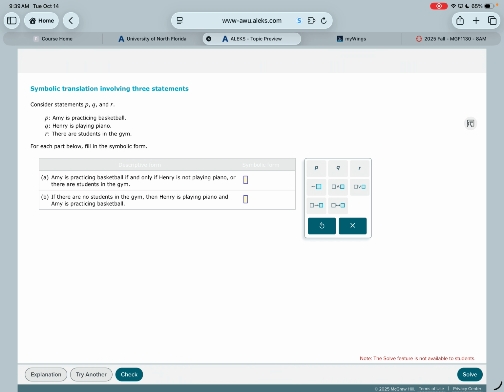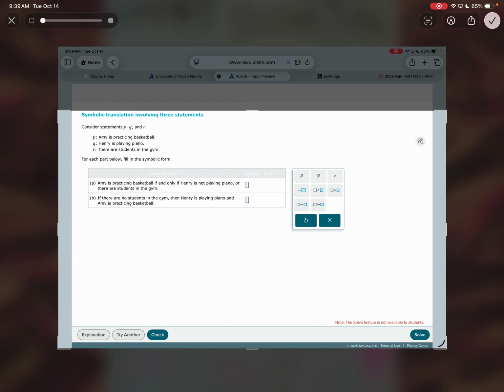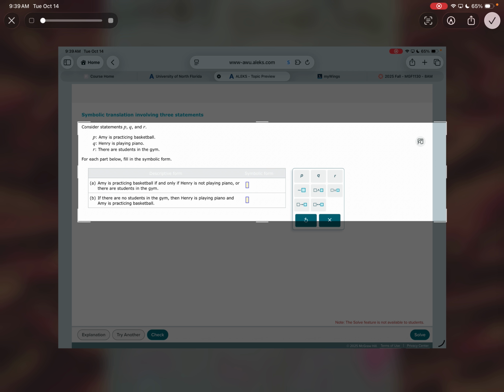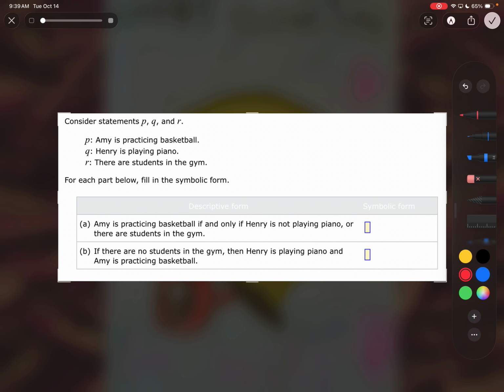Let's do another one of these real quick before we move on. Let me try to write it out here and see if I can highlight it all. All right, on this one, we'll make that blue, that red, that one green. Okay. So Amy is practicing basketball. Amy is practicing basketball. Here's your if and only if.